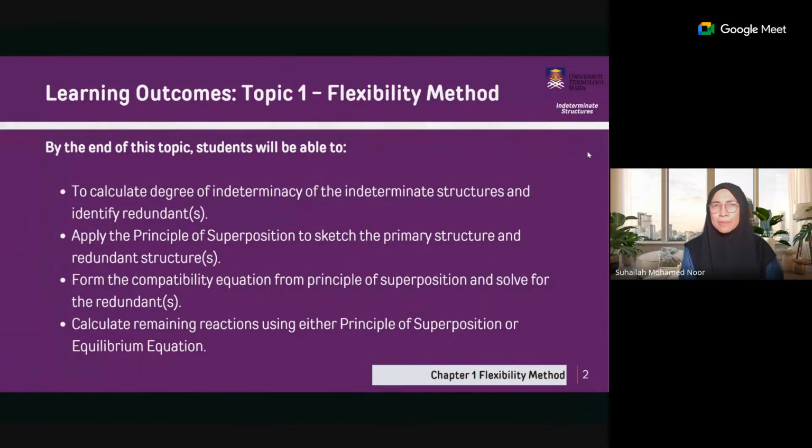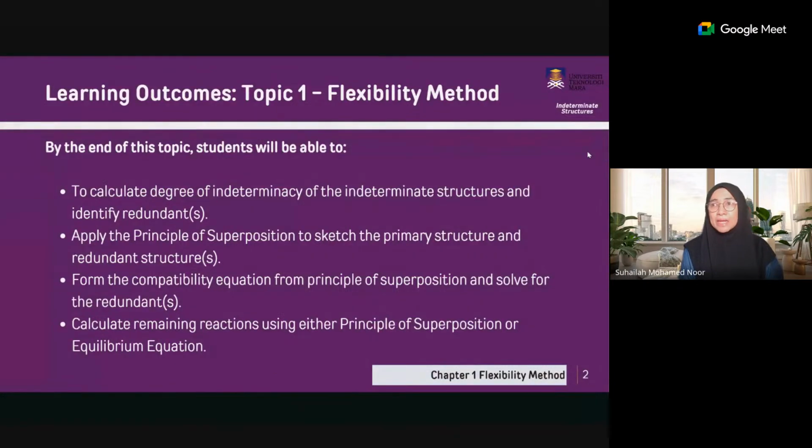Okay, take note that primary structure and redundant structure both are determinate structure. We actually divide from actual structure, which is indeterminate, to two systems or two structures. Both are determinate. One is primary structure, one is redundant structure. Then we will draw the diagram. We will sketch the diagram. We will sketch the primary structure. We will sketch the redundant structure.